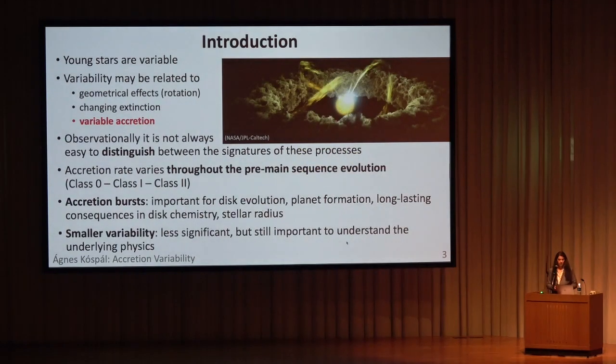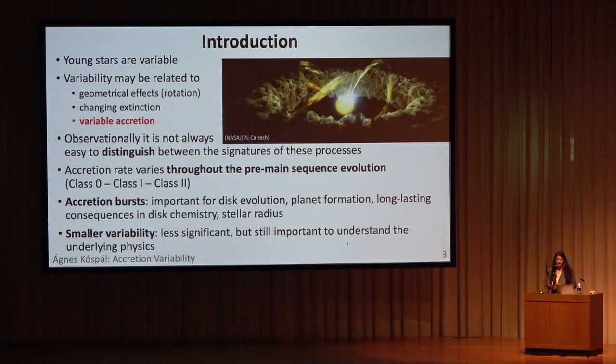So as an introduction, young stars are variable, and their variability may be related to geometrical effects, like the rotation of a spotted star and the accretion columns. It can be due to changing circumstellar extinction, and also variable accretion, and I will focus on this in the remaining part of my talk. But I have to remind everyone that observationally, it is not always easy to distinguish between the signatures of these different processes. Accretion rate varies throughout the pre-main sequence evolution, so class 0, class 1, and class 2 objects are all variable. Accretion bursts are the most important for disk evolution and planet formation because they have long-lasting effects on the disk. For example, they can affect the disk chemistry. They can even affect the forming star, for example, its radius.